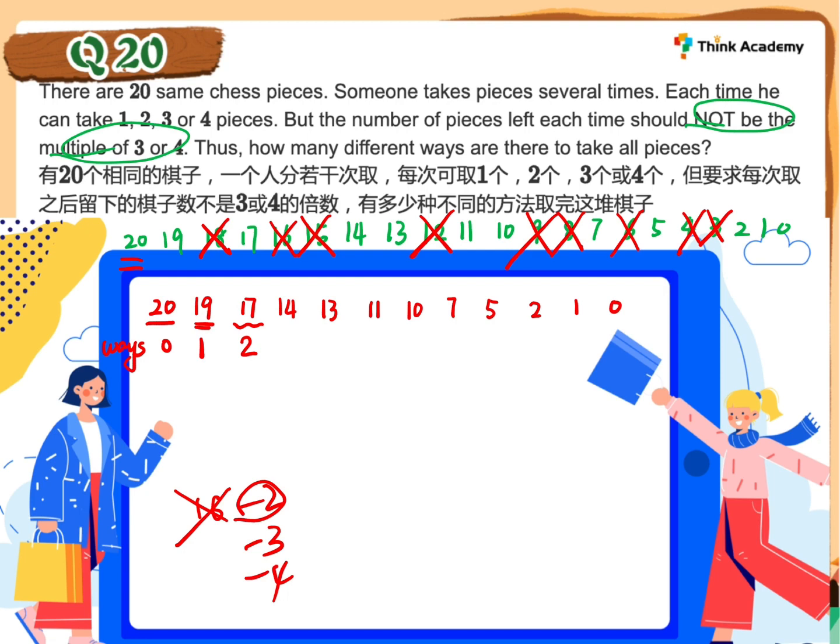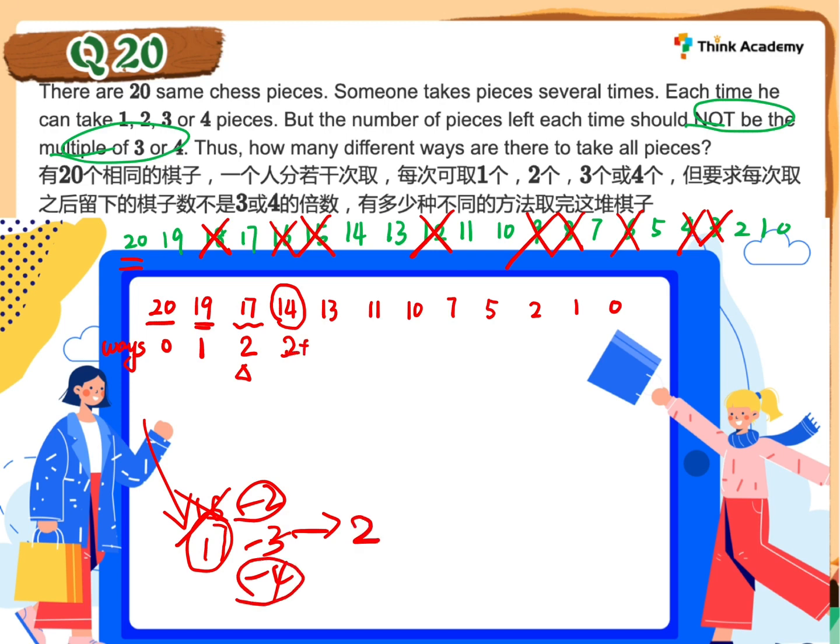And you can start from 17, right? 17. And how many ways can you get 17? You have 2 ways, right? So it means when you want to get 14, you also have 2 ways. Yeah, if you from 17, you have 2 ways.